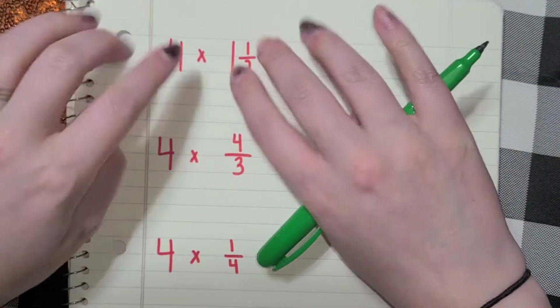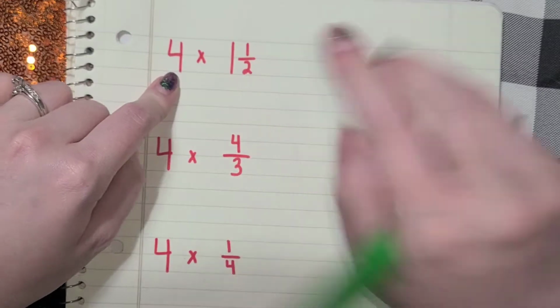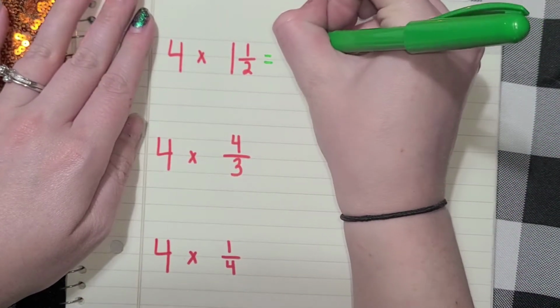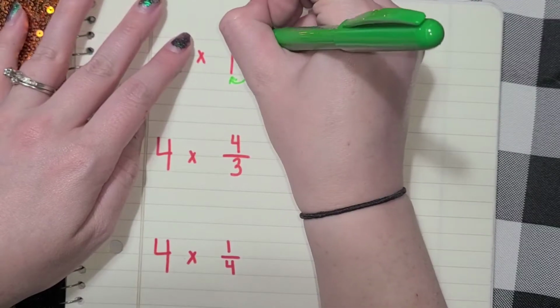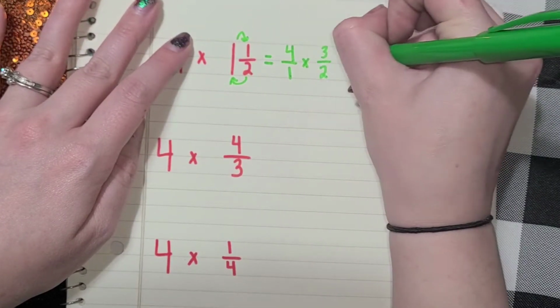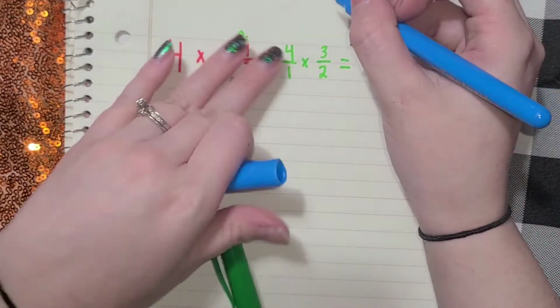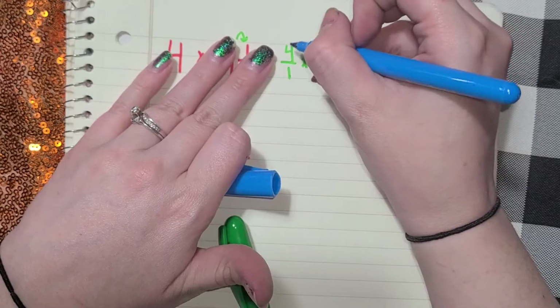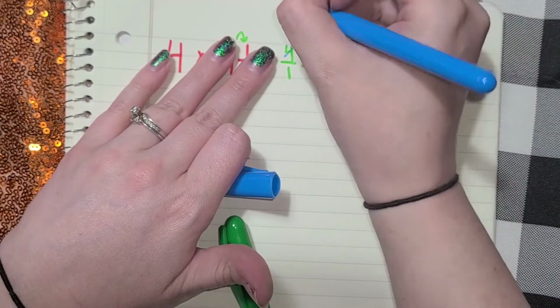Remember, when you multiply, first you need to rewrite your numbers: whole numbers over 1, mixed to improper. So I'm going to rewrite this: 4 over 1 times, using Tex's method, 2 plus 1 is 3 over 2. Okay. I'm going to simplify real quick before I actually multiply. The only ones that I see that have a factor in common are 4 and 2.